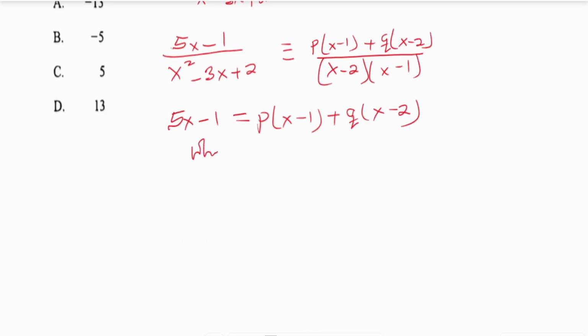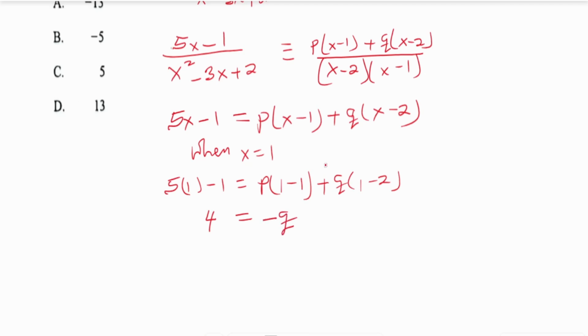Let's write it that when x equals 1, wherever we see x, we substitute 1. So 5 times 1 minus 1 will be equal to p multiplying 1 minus 1 plus q multiplying 1 minus 2. And then 5 times 1 is 5 minus 1 is 4, being equal to, like I said earlier, 1 minus 1 is 0 times p is 0. So now 1 minus 2 is negative 1 times q will give us negative q. So 4 equals negative q. And dividing both sides by negative 1, q will be equal to negative 4. And that is one side of it.